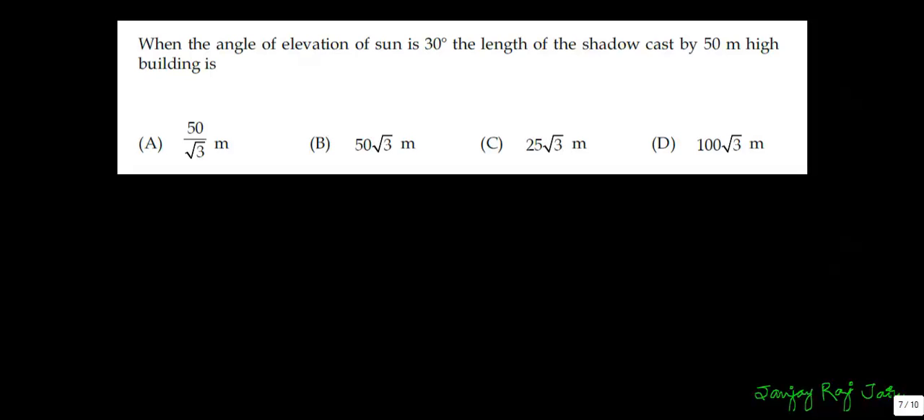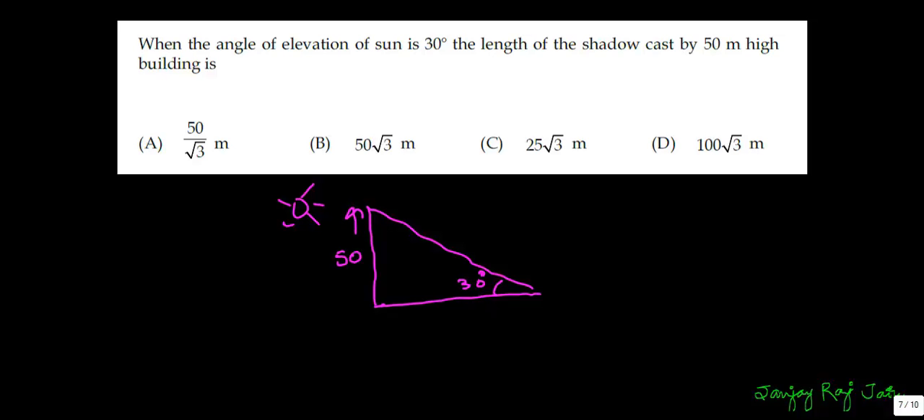Okay. Then the question is, when the angle of elevation of sun is 30 degrees, now angle of elevation of sun is given. This angle is given 30 degrees. Let us say this is sun and this is the building, which is 50 meter high. This is the length of shadow which we have to find out.